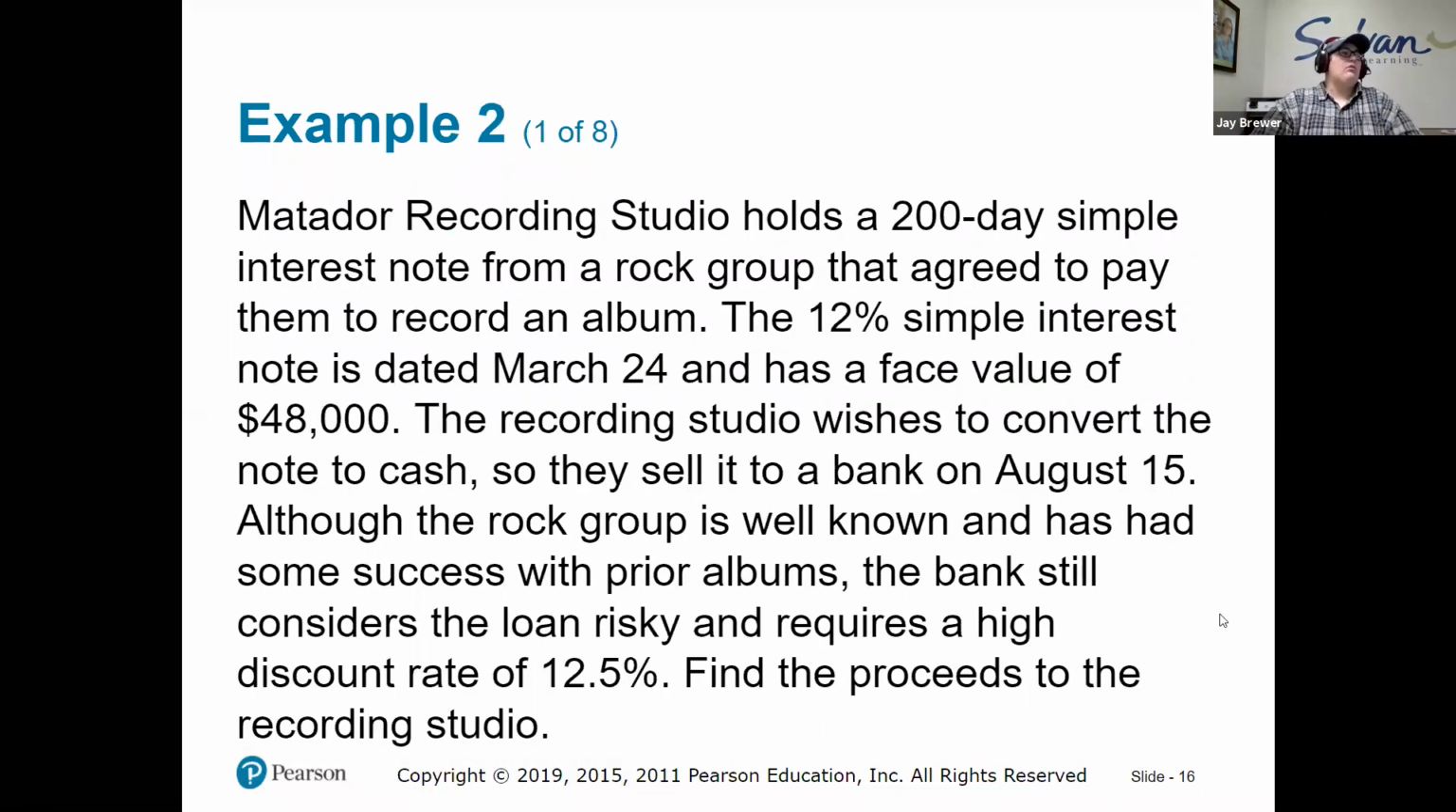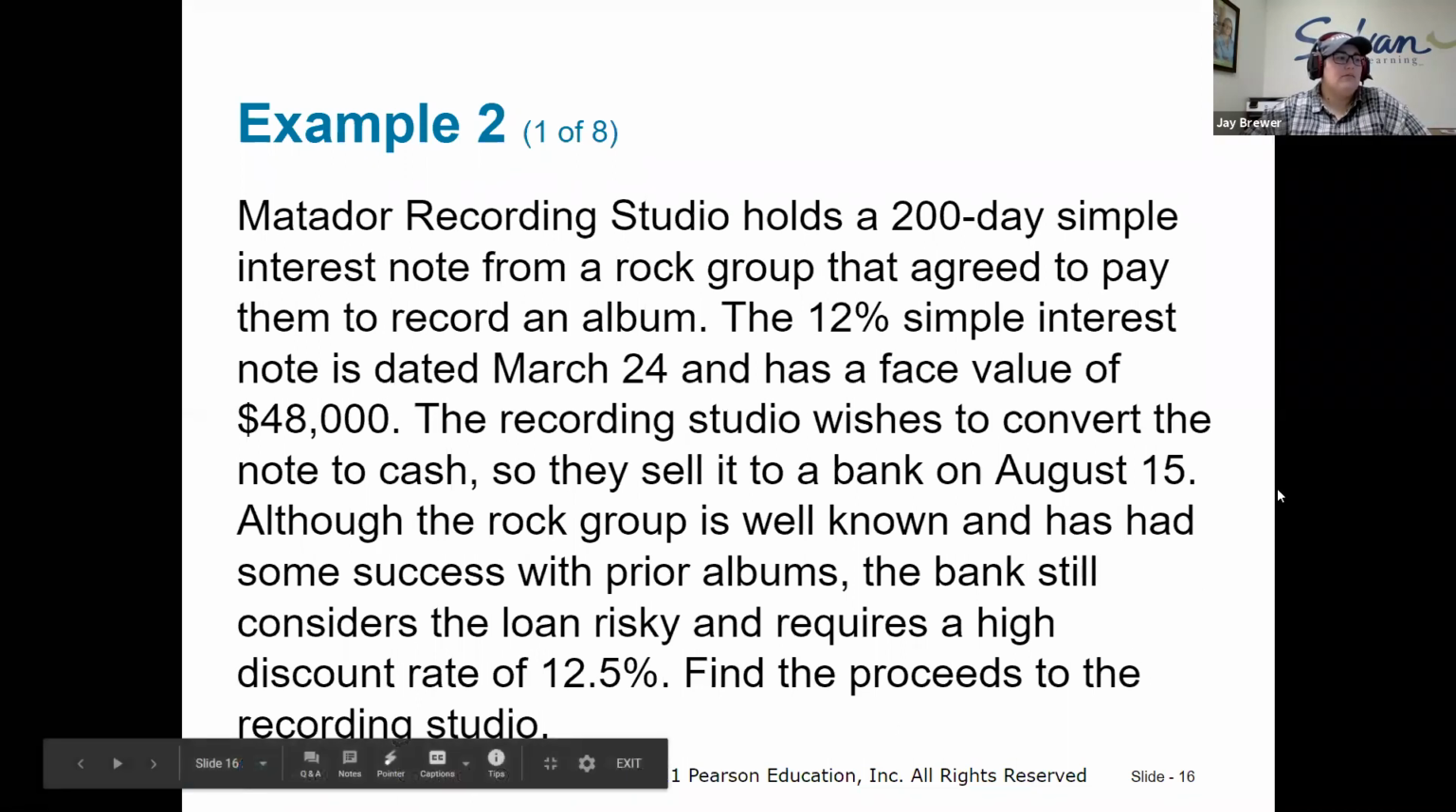Matador Recording Studio holds a 200-day simple interest note from a rock group that agreed to pay them to record an album. The 12% simple interest note is dated March 24th and has a face value of $48,000. The recording studio wishes to convert the note to cash, so they sell it to a bank on August 15th. Although the rock group is well known and has had some success with prior albums, the bank still considers the loan risky and requires a high discount rate of 12.5% to find the proceeds of the recording studio.